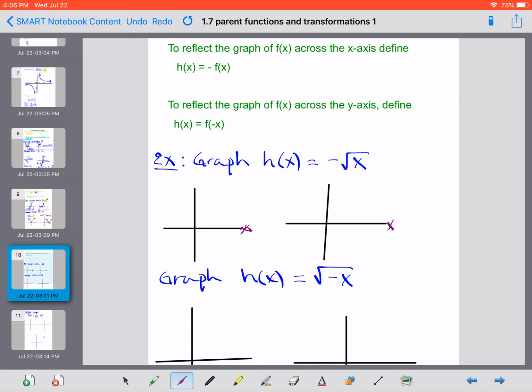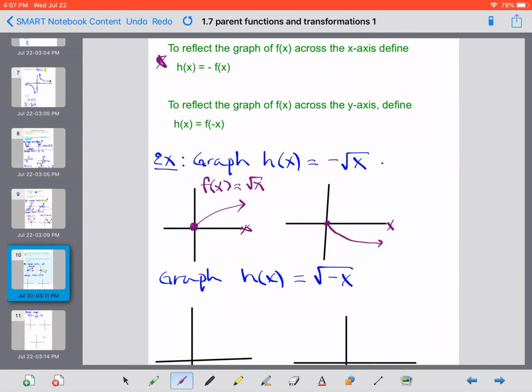Our parent function here for this h of x is f of x, just the regular square root of x. And we know from previous pages that that looks like this. Now we've taken that function f of x and made it negative. So h is just negative square root of x. So we're in this scenario up here where we took the entire function and made it negative. That means the resulting graph is going to be reflected across the x-axis. So that's going to look like this.